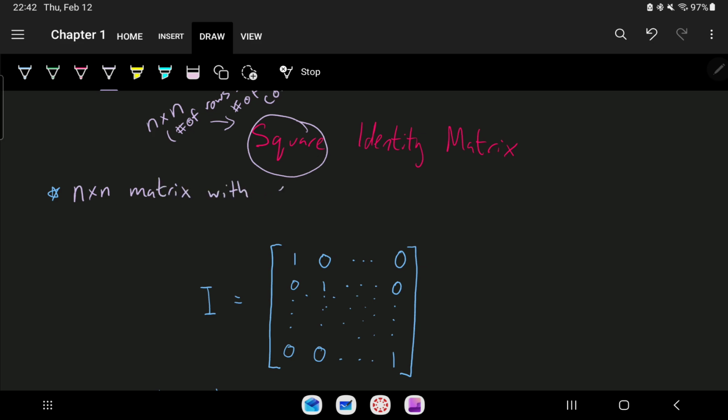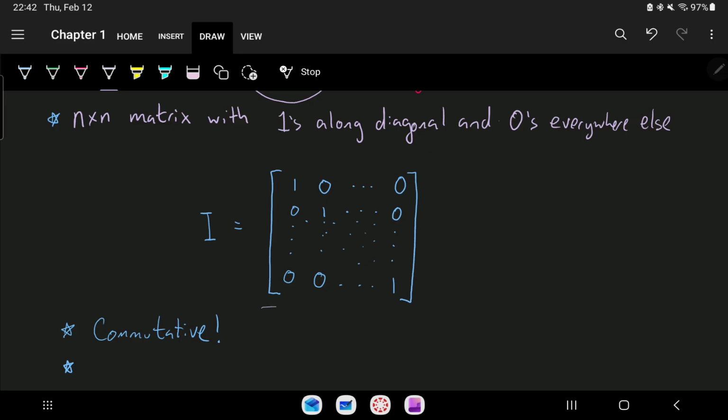with ones along the diagonal and 0 everywhere else. And it can be generalized like this right here, where all the dots are just like an etc. But if you need something a little bit more concrete, 2 by 2 would basically look like this.